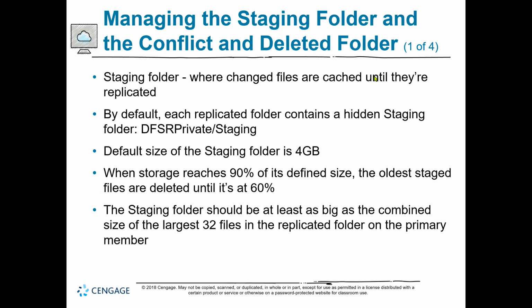Managing the staging folder and the conflict and deleted folder. The staging folder is where changed files are cached until they're replicated. By default, each replicated folder contains a hidden staging folder, and then it shows an example there. The default size of the staging folder is 4 gig. When storage reaches 90% of its defined size, the oldest staged files are deleted until it's at 60%. The staging folder should be at least as big as the combined size of the largest 32 files in the replicated folder on the primary member.